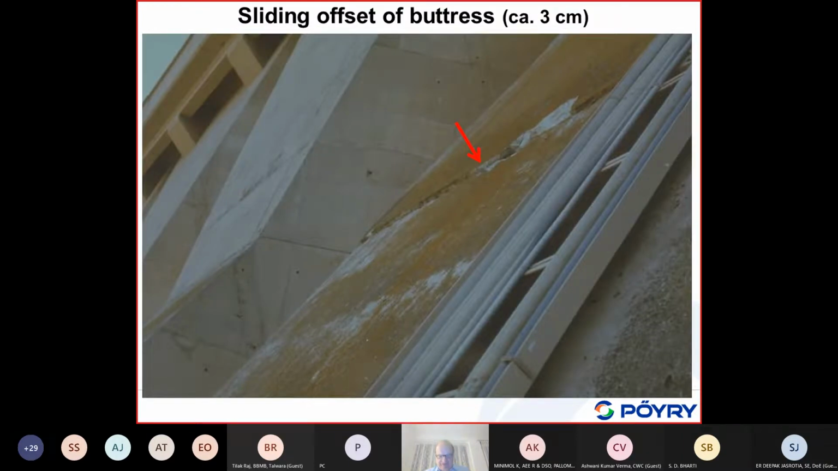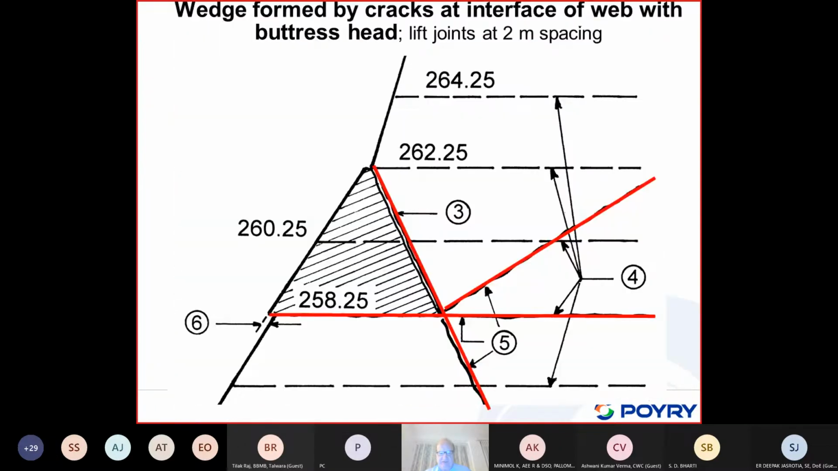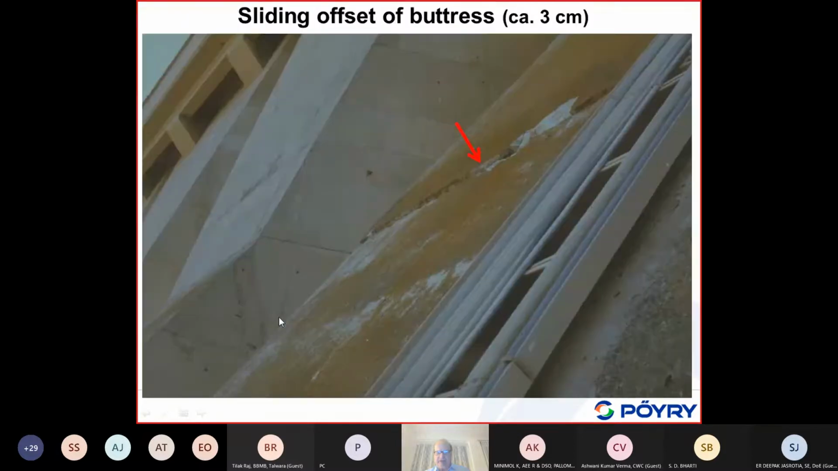We see this block now from below. I think I took that photo also. I would just like to mention here this offset. This is a view looking from here up to here, and you see this offset here.